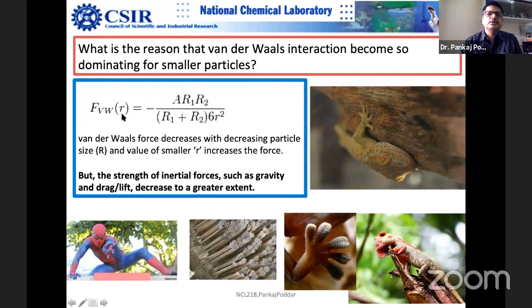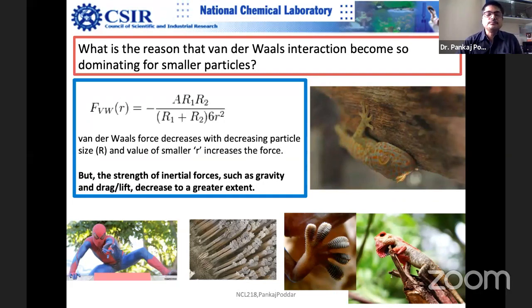Because now Hamaker's contribution has come in, it's not 1 over R to the power 7, not 6, 7, right? We took the derivative, so one more R. A is the Hamaker constant, and R1, R2 are the particle radii. If I increase R1 and R2, this is going to increase. So if I take smaller particles, van der Waals force should become weaker. Yes, it does, but the distance R also becomes smaller.